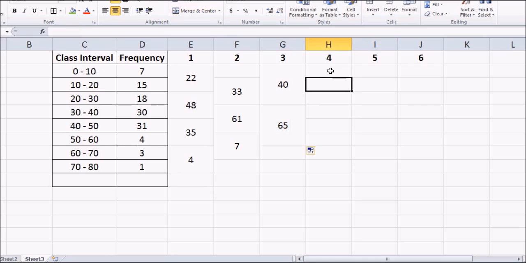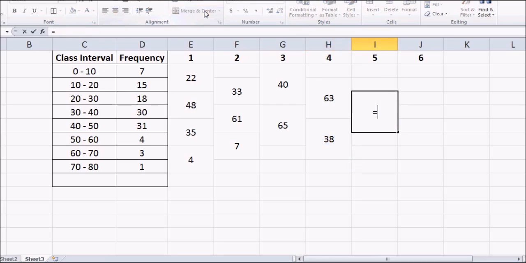Next, leaving the first one, 3 at a time, and that will be equal to the sum of 15 plus 18 plus 30. Next again to one more level. And finally the last one, leaving 2 from the top, taking 3 at a time. This will be equal to 18 plus 30 plus 31.